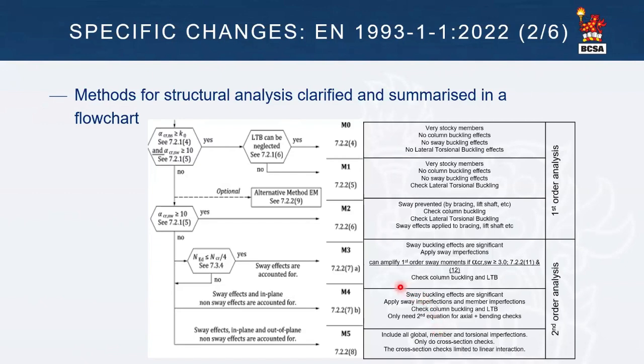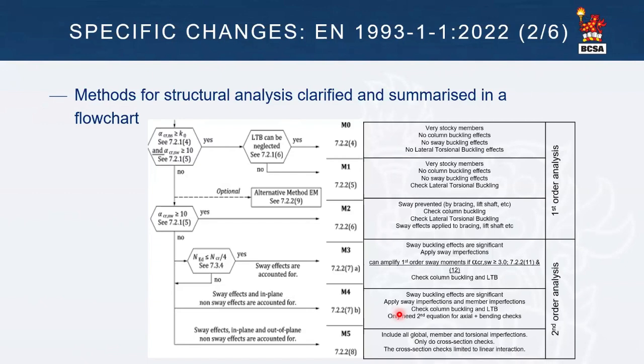So the problem in methods M4 and M5 for a designer is that it's often difficult to know which direction to put the member imperfections in to give the more onerous result. So member imperfections might be considered in a direction that strengthens the member rather than weakening it.